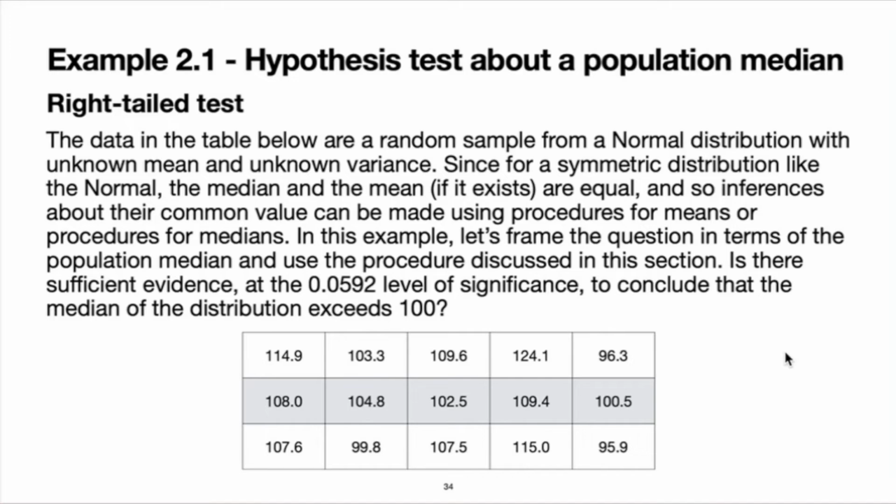The question is: is there sufficient evidence at the 0.0592 level of significance to conclude that the median of the distribution exceeds 100? Now, let me just say a few things before we continue on. Again, I'm using a normal distribution. I'm getting a random sample from a normal distribution mainly for convenience, for the purposes of generating the data. But the normality plays no part in this.